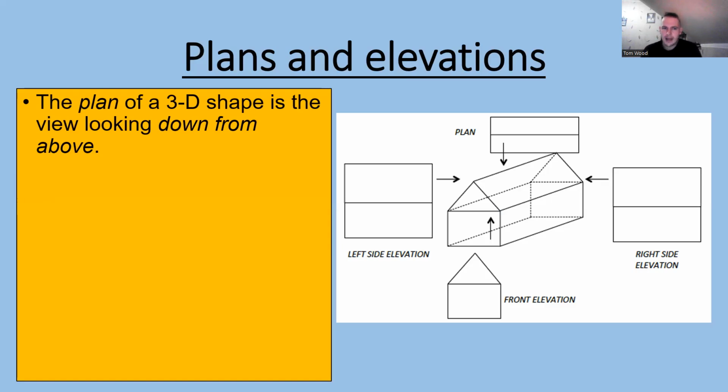So the plan view is the view looking down on the shape. Normally in English, we would call this the bird's eye view. But for us in particular, they'll always refer to it as a plan view. So it's just looking from above and looking down at what's happening there.